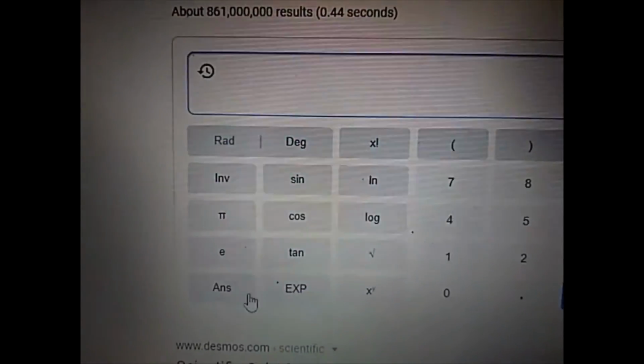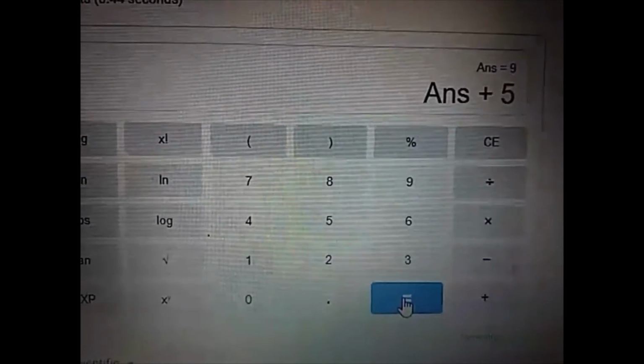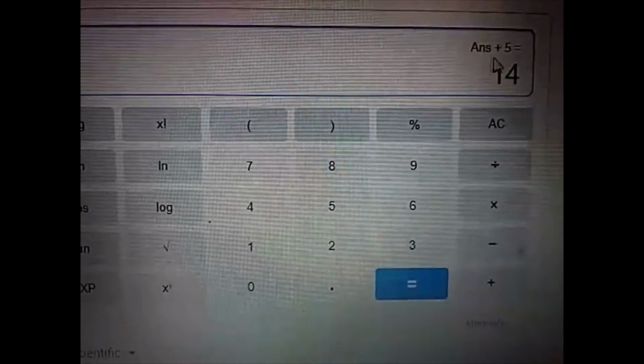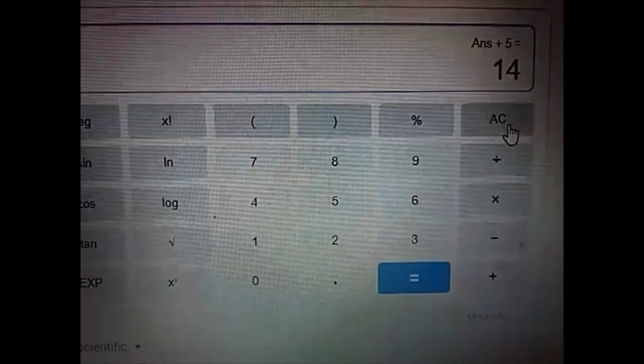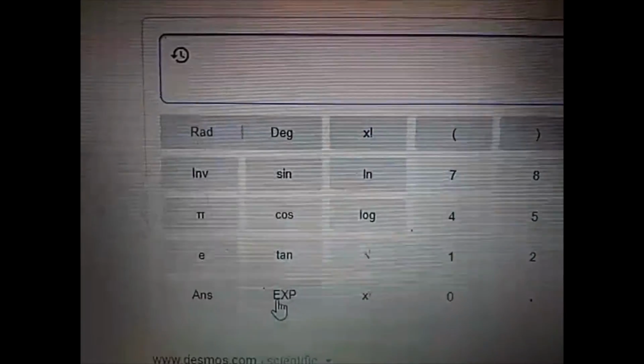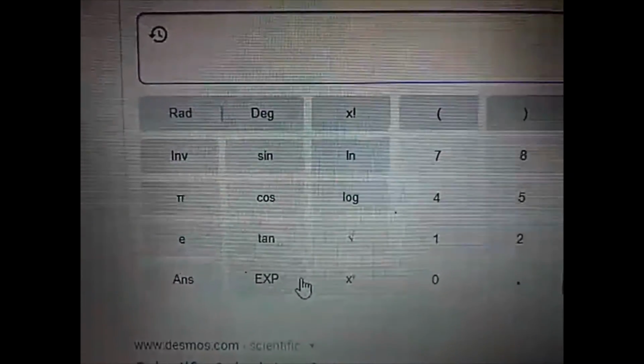Now, if you press A and S, watch what happens. Then you press plus 5. So what I did was I took my previous answer and added 5 to get 14. That is what A and S does. Now, the last function that I will discuss is EXP. And watch what happens. This is a very powerful button.